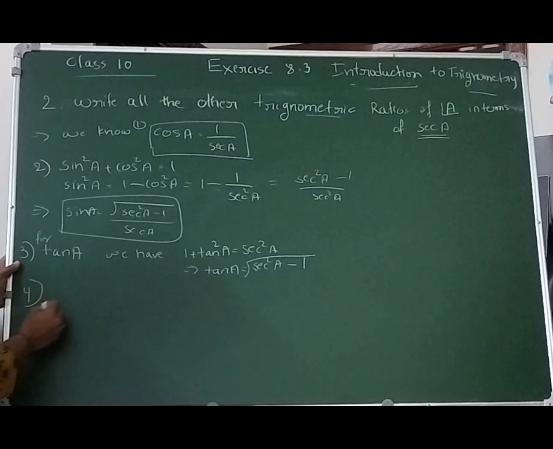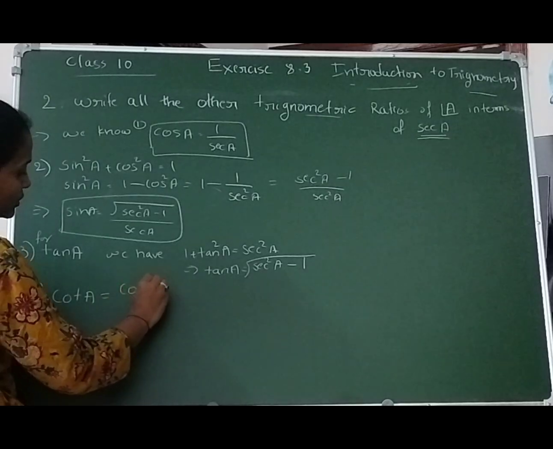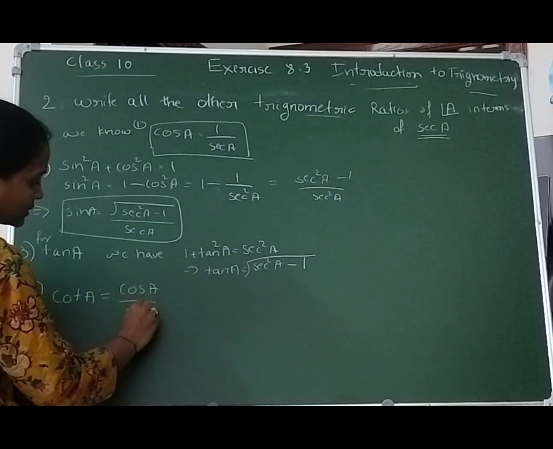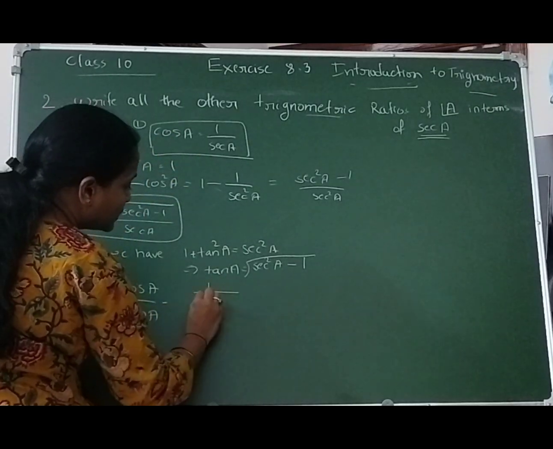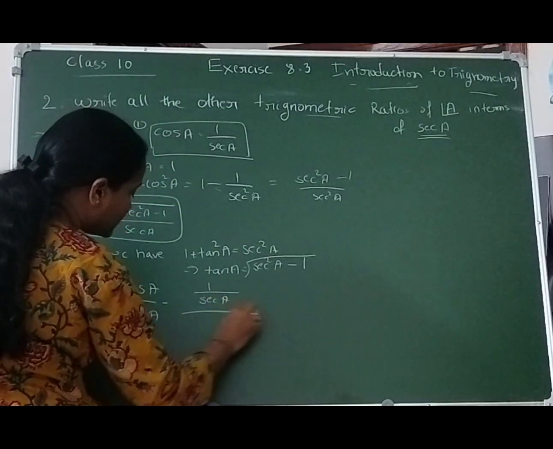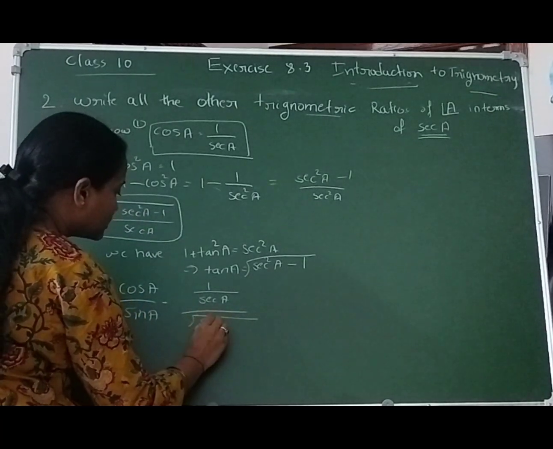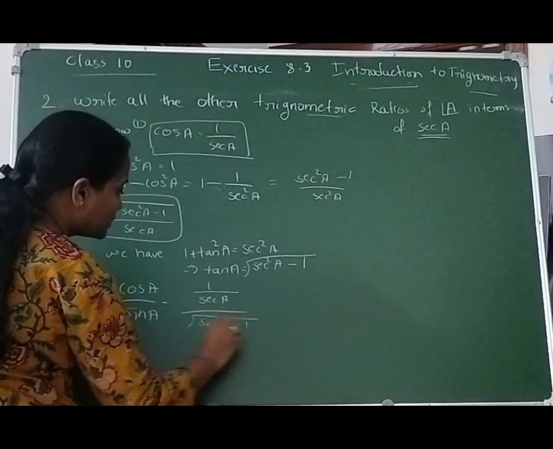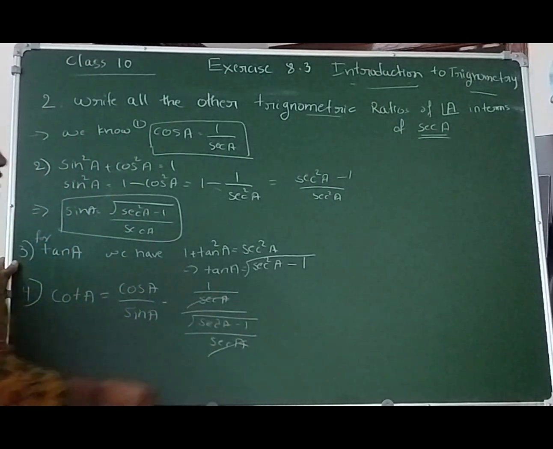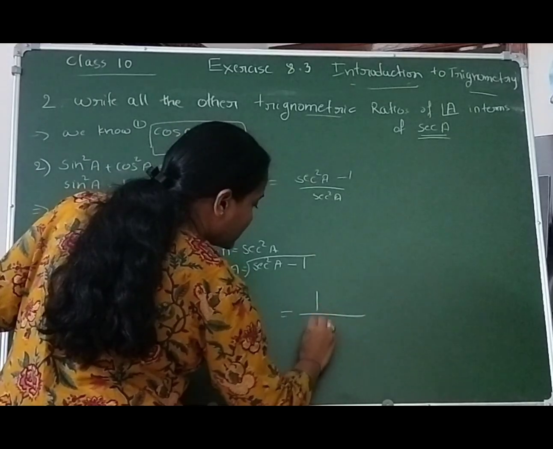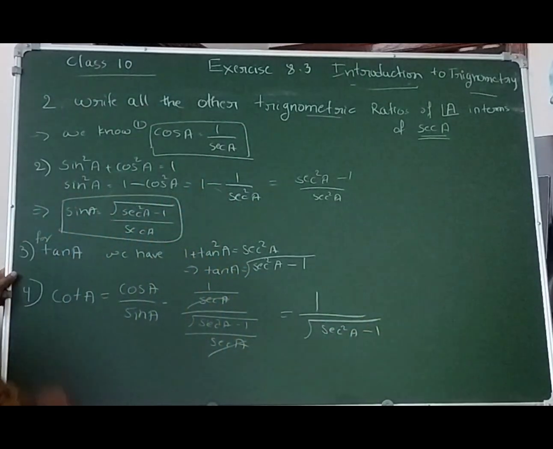So we'll take the fourth trigonometric ratio as cot A. So cot A is cos A by sin A. We have the relation for cos A and sin A in terms of secant A. We'll substitute that here. So cos A is 1 by secant A and sin A is under root secant square A minus 1 whole divided by secant A. Here secant A and secant A will get cancelled and we get the answer as 1 by under root secant square A minus 1. So this is a relation for cot and secant.